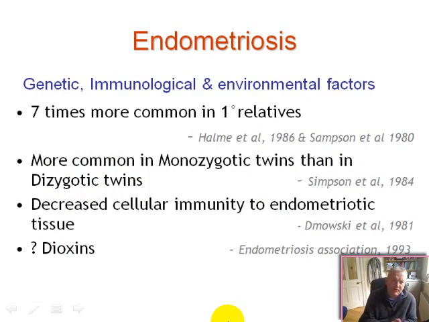So there is a genetic element. It is 7 times more common in first-degree relatives. It is more common in monozygotic than dizygotic twins. And also there seems to be in some women a decreased cellular immunity. In North Italy, in the Po Valley, where there's a lot of heavy industry and there's said to be a lot of atmospheric or environmental dioxins, again, this is a theory behind the reduced immunity that some of these patients have.